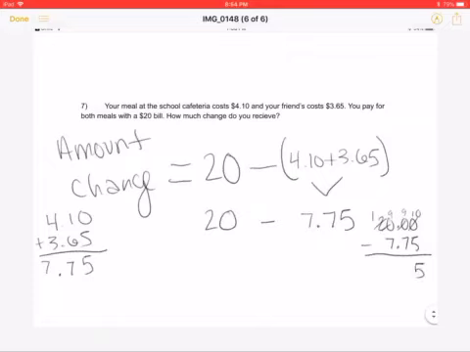10 minus 5 is 5. 9 minus 7 is 2. Bring down that decimal point. 9 minus 7 is 2 as well. And then bring down that 1. So our change is $12.25.